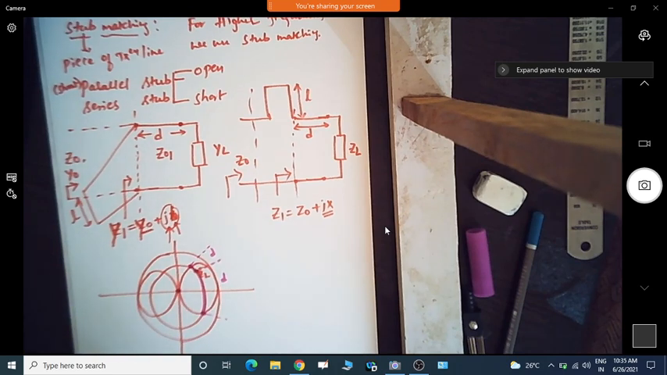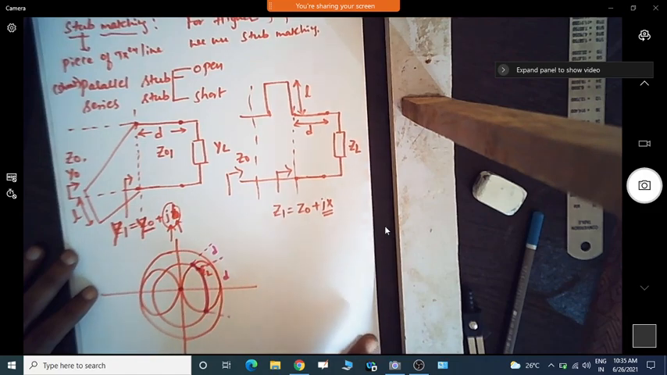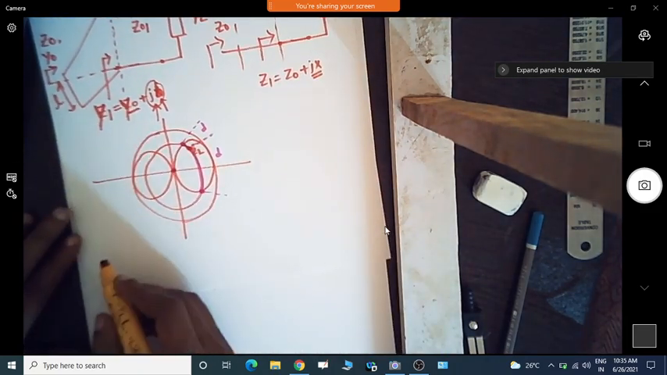So now let us take one problem, and we will see how we can design the matching network by using distributed elements. Okay, so now let us take this problem.